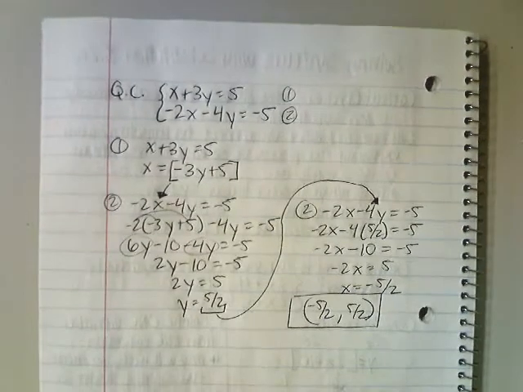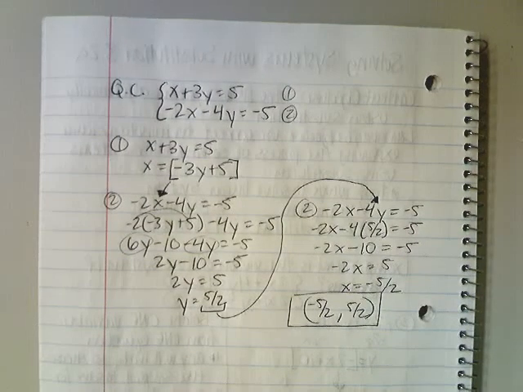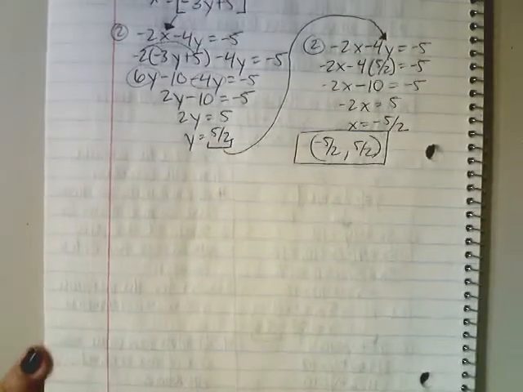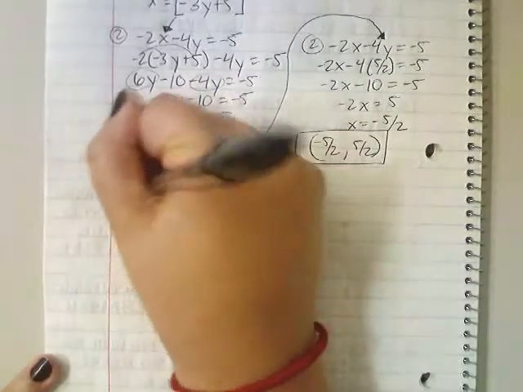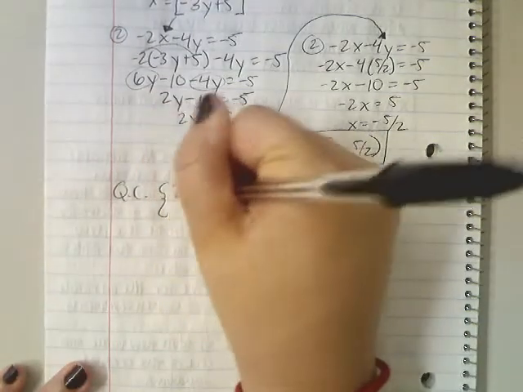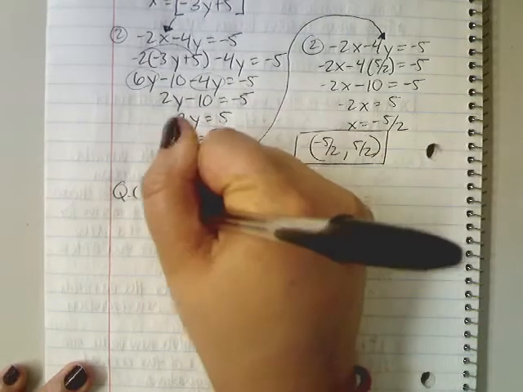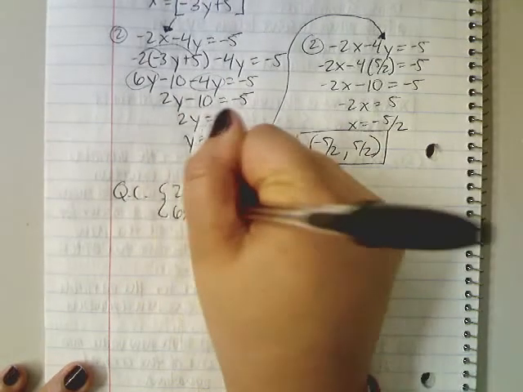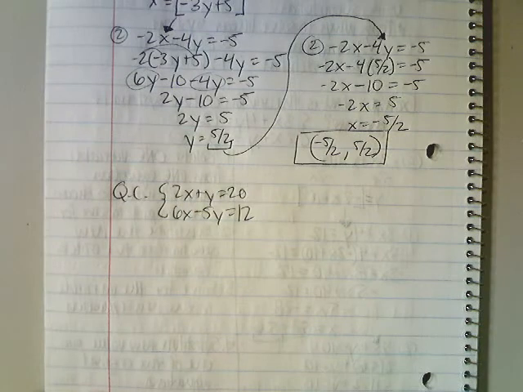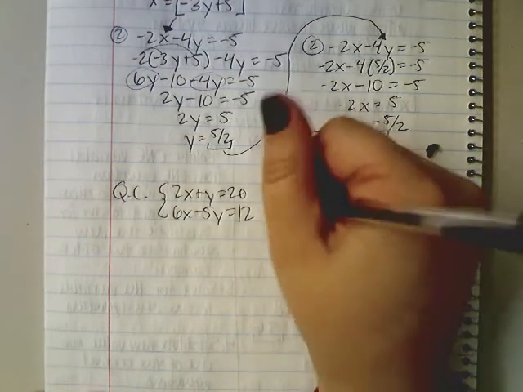All right, make sure you write down any questions, comments, concerns you have on that. Let's do one final one together. One final quick check. So we're going to solve the system for 2x plus y equals 20 and 6x minus 5y equals 12. Pause it, try it on your own. I'm going to go over it now.